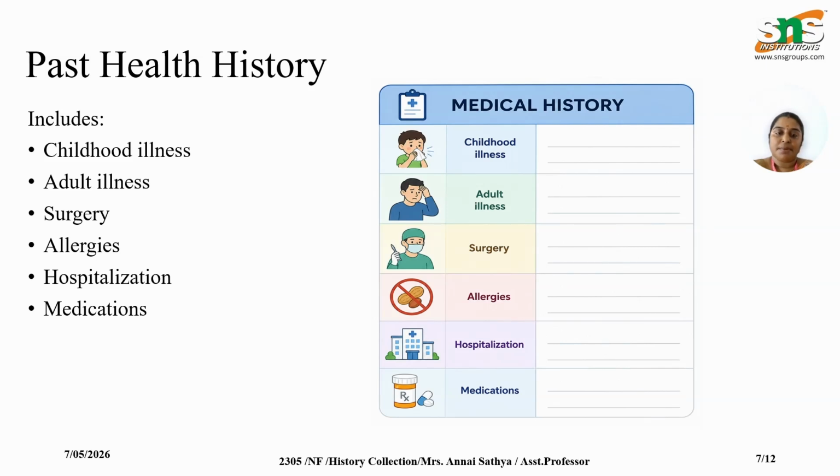So next we move on to the past medical history. The past medical history includes information about previous illnesses, any surgeries undergone, allergies, hospitalizations, medications, and childhood diseases. It helps nurses to understand the patient's previous health status and identify the risk factors that may affect present health. For example, a history of diabetes or hypertension may influence the current treatment decisions. Therefore, past history is an important part of comprehensive patient assessment.